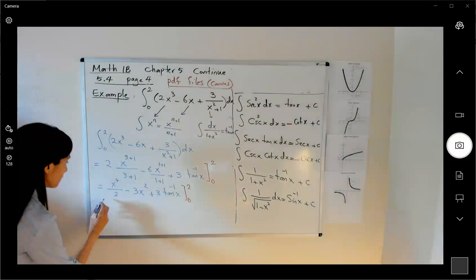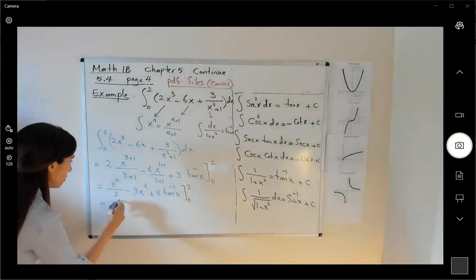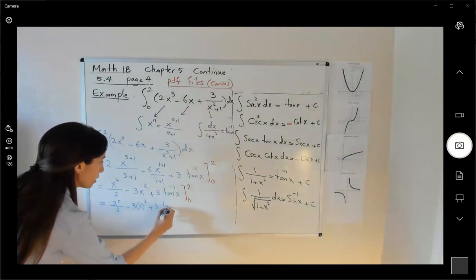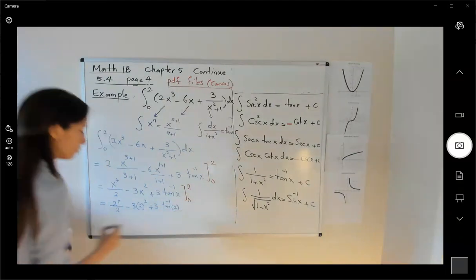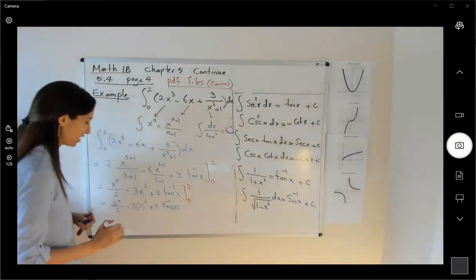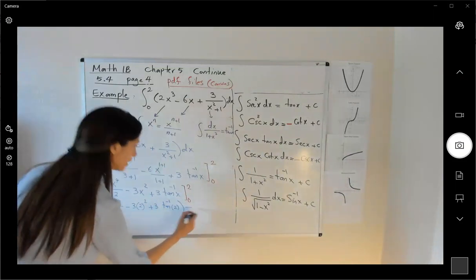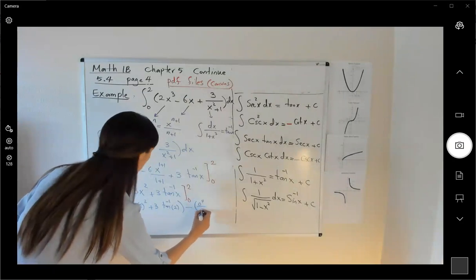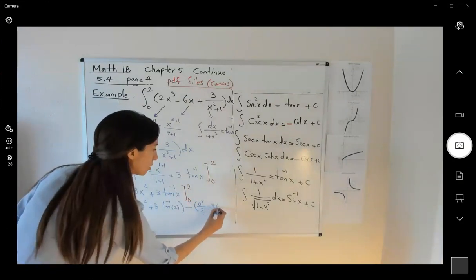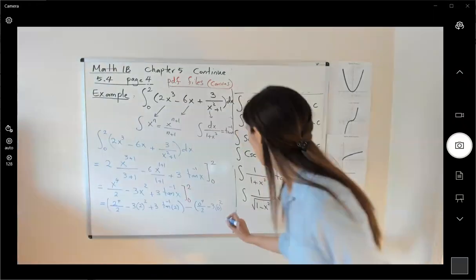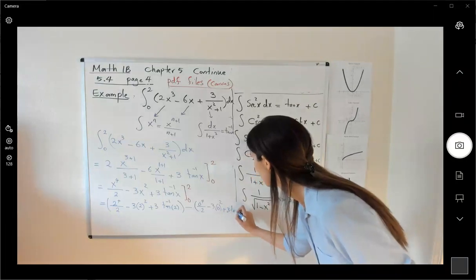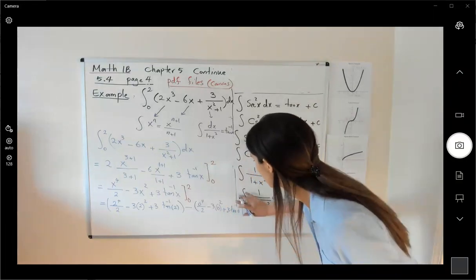This is equal to 2 to the 4 divided by 2 minus 3 times 2 squared plus 3 times inverse tangent of 2. For this guy, we have to use a calculator. Minus, now we plug in 0: 0 to the 4 divided by 2 minus 3 times 0 squared plus 3 times inverse tangent of 0.